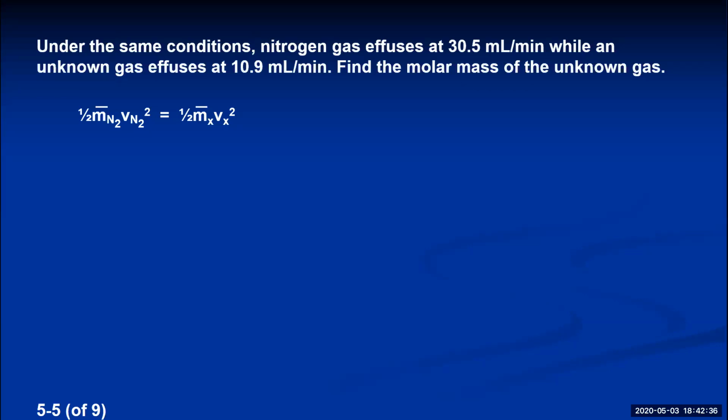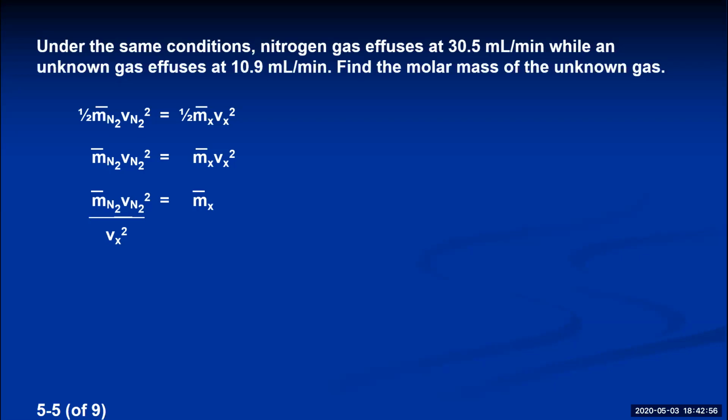If we want to solve this for the molar mass of the unknown gas, I would first cancel out the 1/2s on each side of the equation, and then I would isolate the molar mass of gas X on the right side, so divided by V sub X squared. As long as you can now plug the values into the equation, we should be able to solve for the molar mass of the unknown gas.